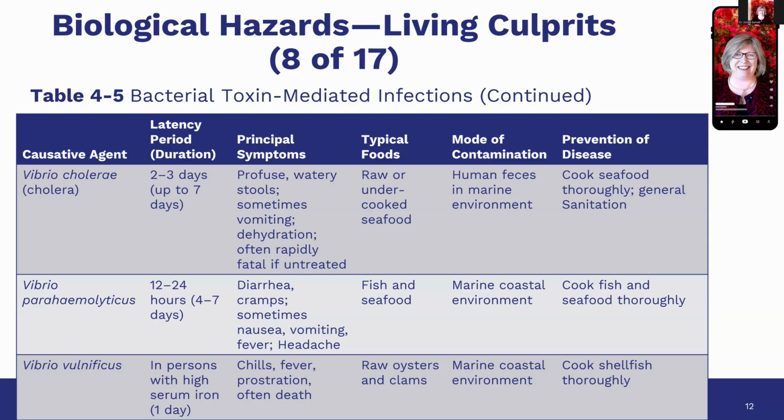Typical foods would be raw or undercooked seafood. The mode of transmission would be human feces in a marine environment. Again, raw sewage being dumped. How you prevent this? You cook seafood thoroughly, and of course, general sanitation. I just want you to pause and think for a moment about what happens when you possibly eat raw seafood. Some people do eat raw seafood, whether it's oysters or sushi, and you have to wonder, how does a restaurant prevent foodborne illness in raw seafood if that's a high risk agent? Well, they have to do something.